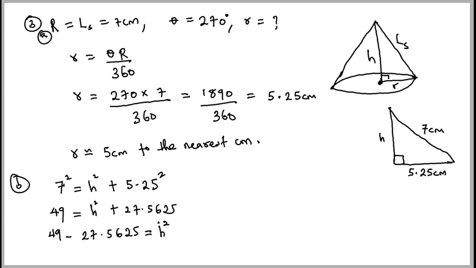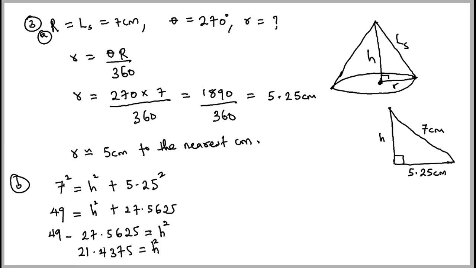So subtract: 49 minus 27.5625 is giving us 21.4375 equals h squared.